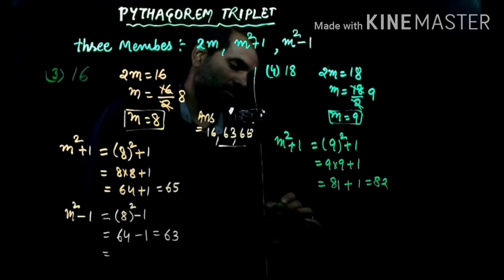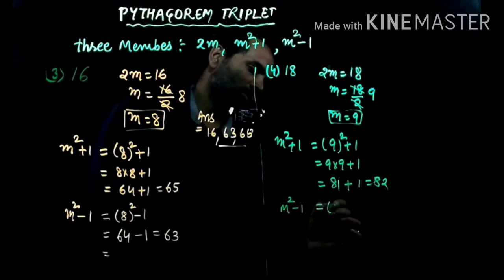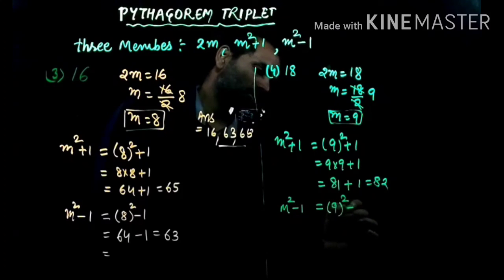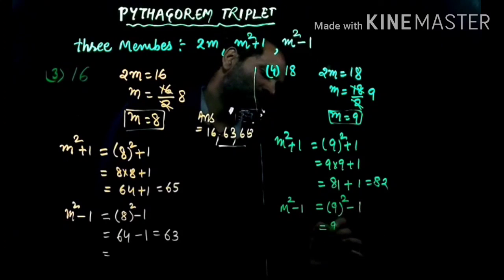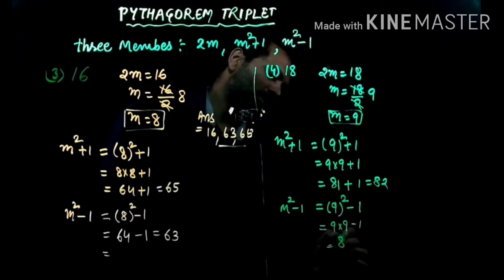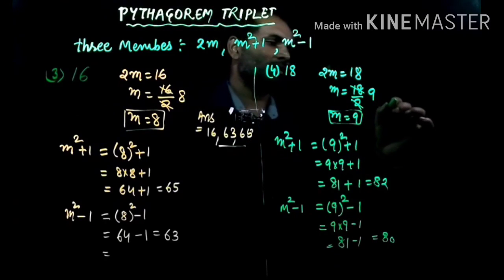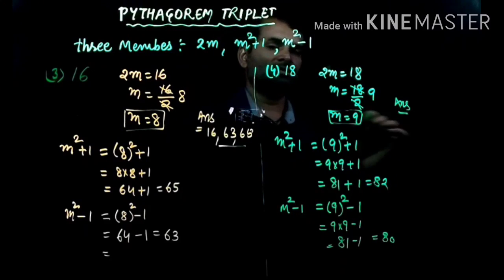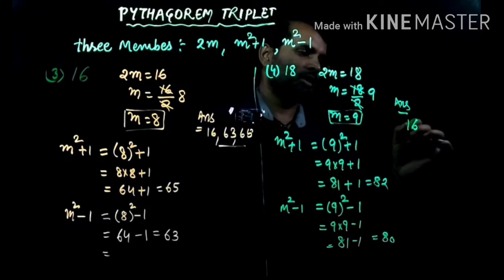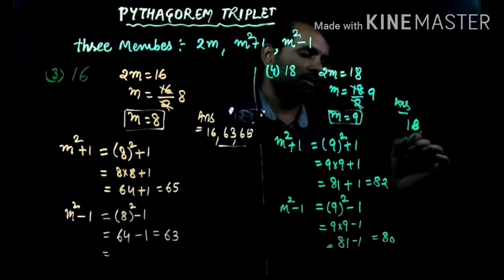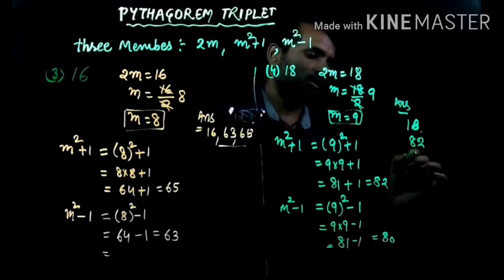Next is m square minus 1. The value of m is 9, so 9 square minus 1. 9 square means 9 into 9, which is 81, minus 1 is equal to 80. So the answer, the 3 members of the Pythagoras triplet, is: first is the given 18, second is 82 and third is 80. So this is the answer.